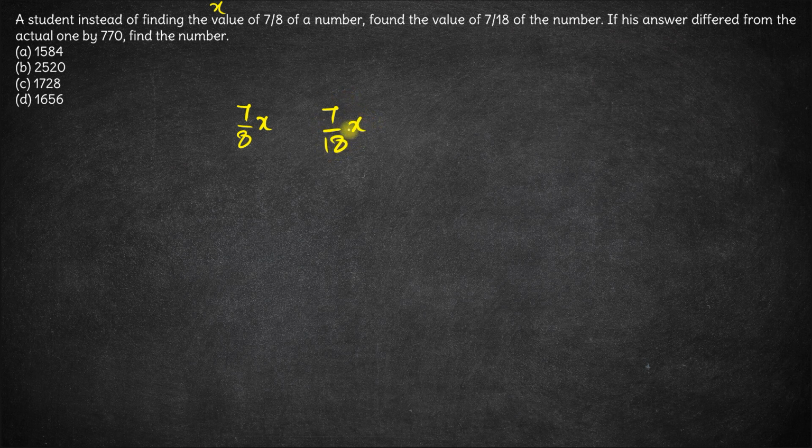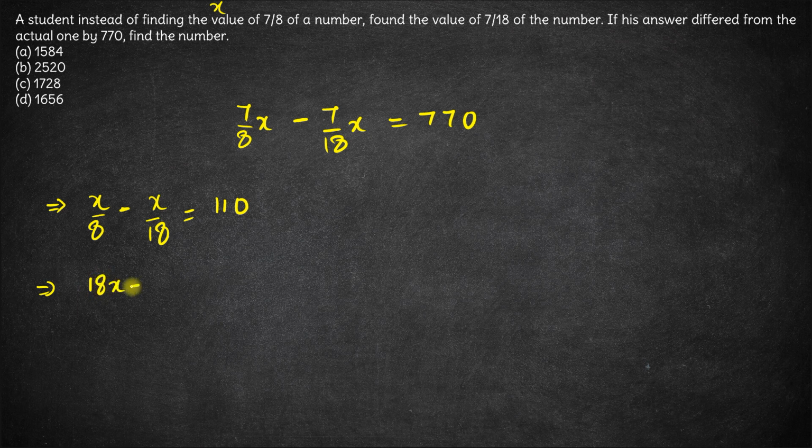So obviously this value is going to be less than the value which he originally wanted to find. So this minus this, the difference of these two values is 770 as per the question. So we have 7x by 8 minus 7x by 18 is 770. So first of all, we see there is a common factor of 7 in all these three terms. So dividing the whole equation by 7, we have 7 cancels out, x upon 8 minus 7 cancels out, x upon 18 is equal to 770 by 7 is 110.